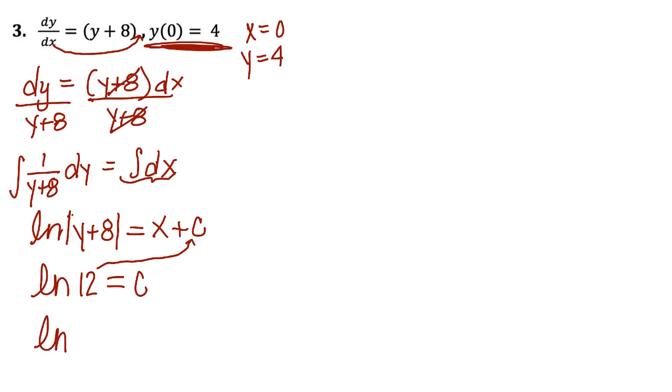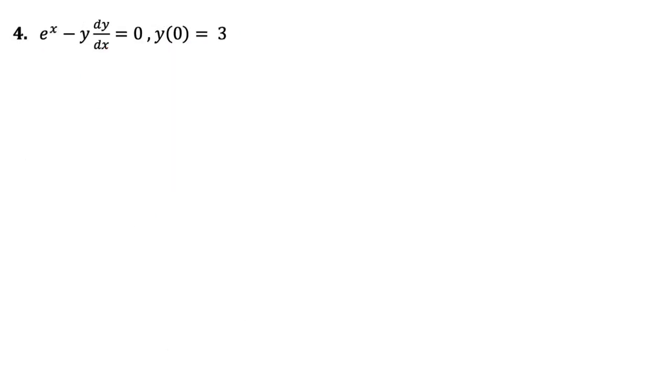And to finish this, we can go back up and plug in. So I have the natural log, absolute value of y plus 8 equals x plus natural log of 12. And natural log of absolute value of 12, well, 12 is positive, so you can just write 12 there. And you can stop there on that one.